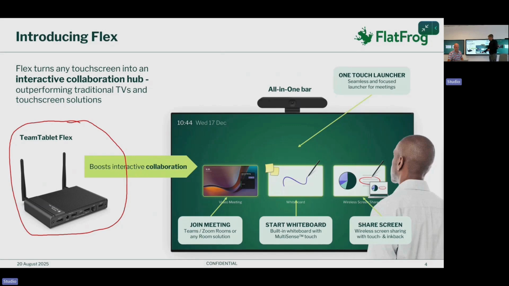When we start the device, there are three things you can do. You can join meetings, Teams, Zoom rooms, or any room solution is showing up here, so you can join the meeting. You can start a whiteboard, either a prepared whiteboard or just an ad hoc whiteboard session. And you can share your screen. This is what I do currently. I'm sharing my laptop screen and interacting with it. So in this one-touch launcher, we can just start whatever we want.